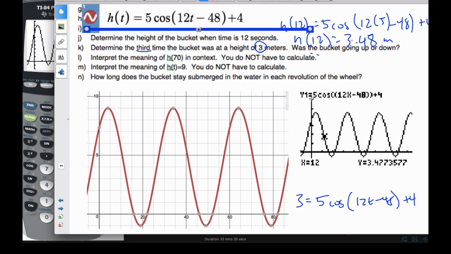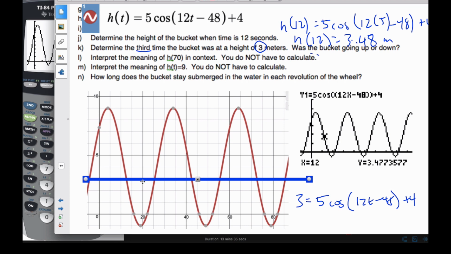And if I consider a line here, if I take my line and I place it here at 3, this is y equal to 3. What I'm looking for, it says determine the third time. Well, here's my first time, my second time, and my third time. And I can see I'm at the top of the wheel and I'm going down to the bottom. So I am on the way down. This one is going down at this point.